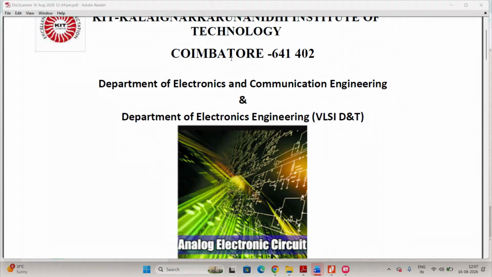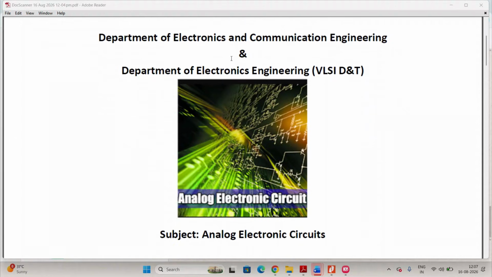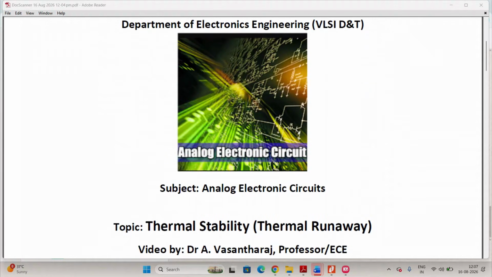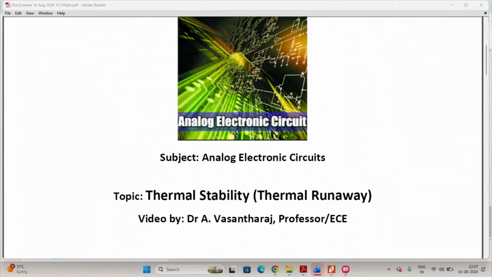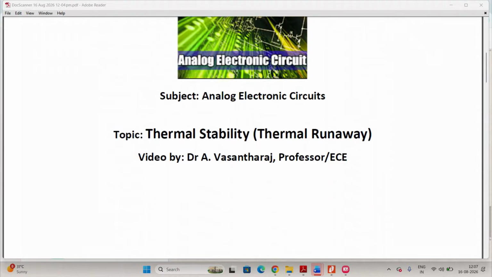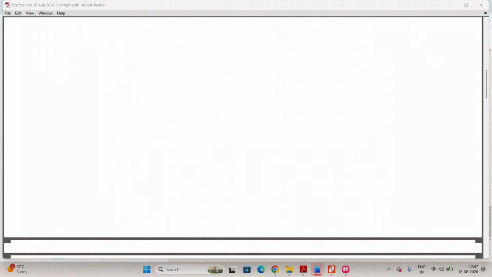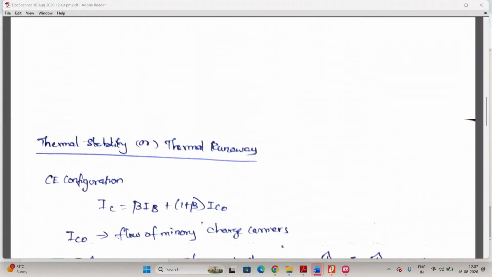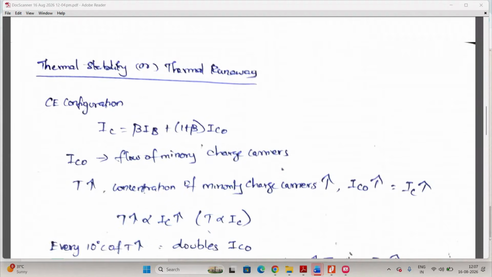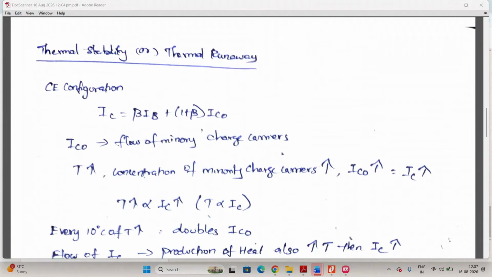For today, I am going to take the topic in Unit 1 itself from analog electronic circuits, that is thermal stability. We can also call it thermal runaway. It is an important topic. Maybe they will ask it in a 2 mark or 4 mark question because it is a small topic, but we have to treat it as important even for higher level competitive examinations. They will be asking these topics again and again.